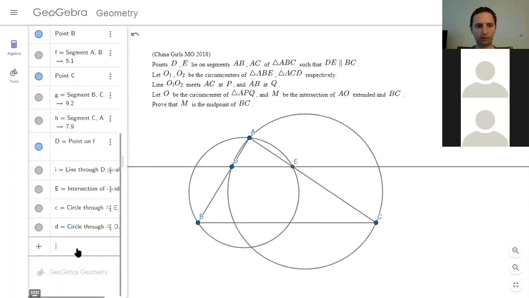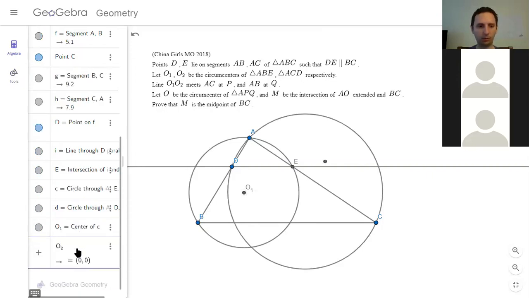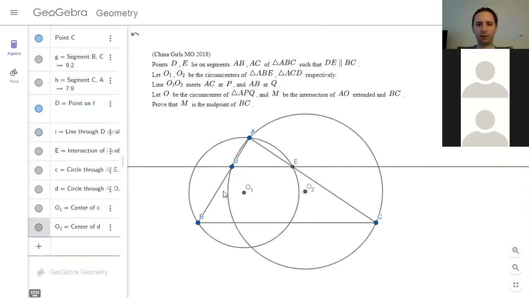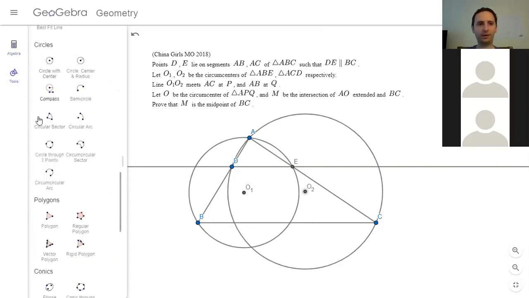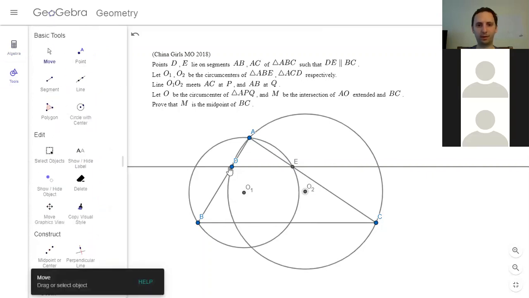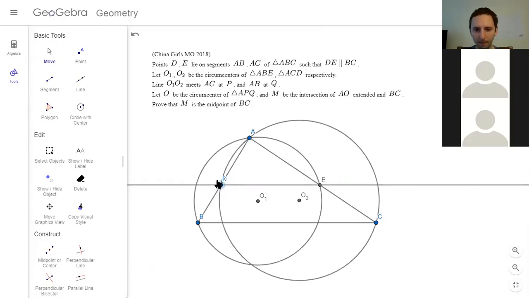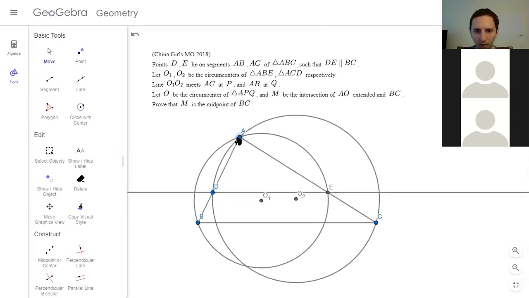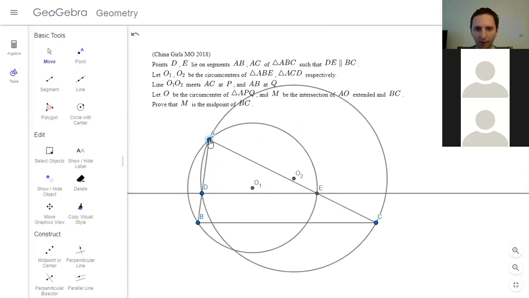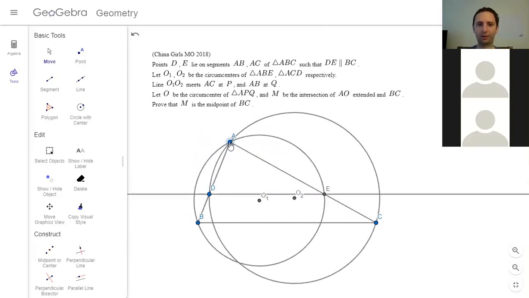So let's see. O1 is the center of C, and O2 is the center of D. Or is O1, O2 parallel to BC, or is that a coincidence? I think it probably has to be true somehow. I feel like this, oh, not necessarily, just looks true.